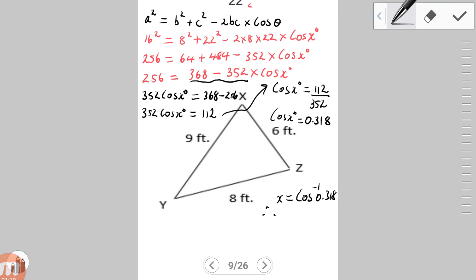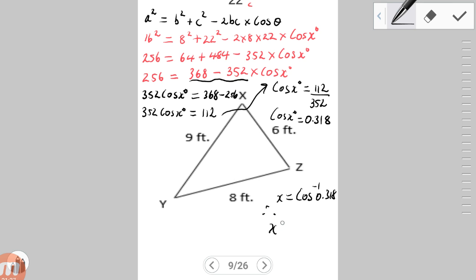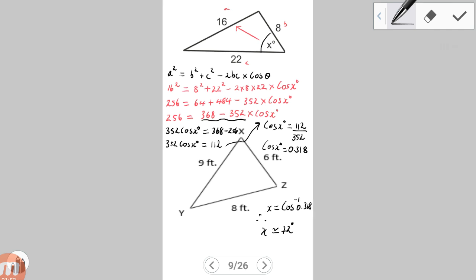And so cos inverse can be gotten on the calculator by hitting the shift button or the second function and hitting the trig function you're working with, which is cos. Type your number in, and to the nearest degree, the answer is pretty much 72. So x degrees is approximately equal to 72. All right, so x is equal to 72 degrees. So that is how we apply the cosine rule in this particular question.